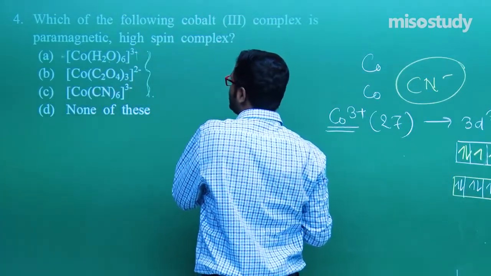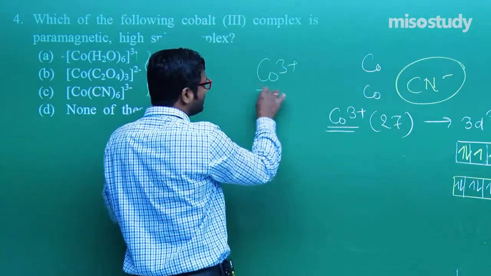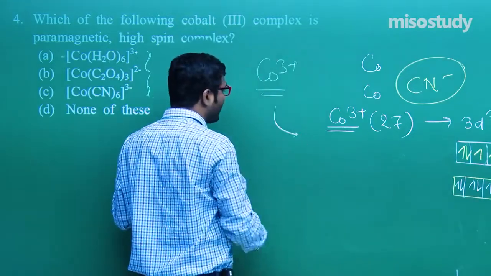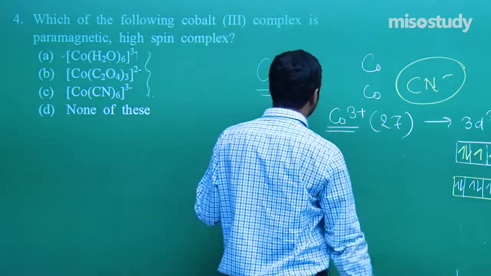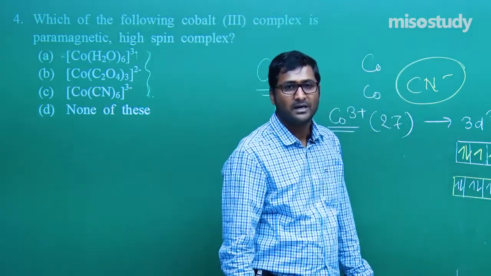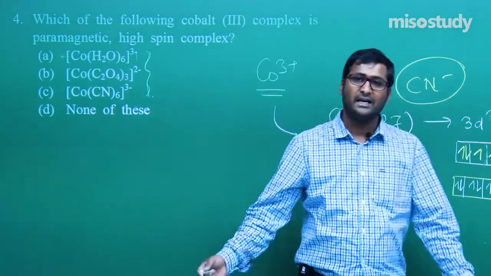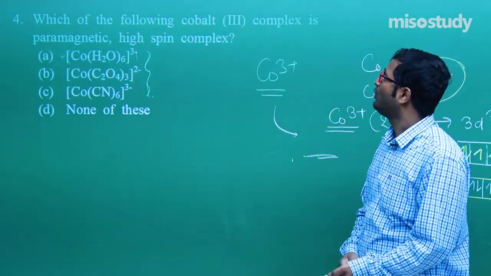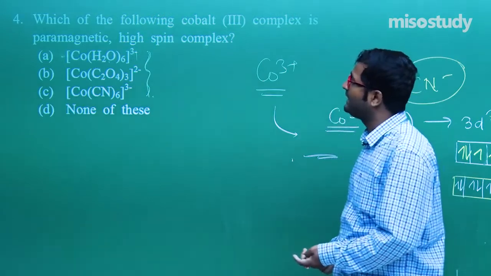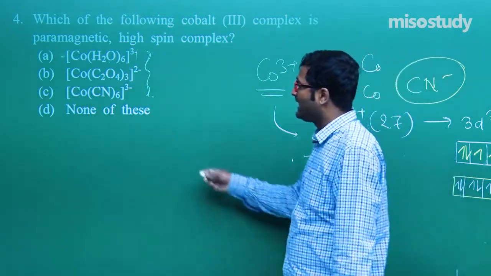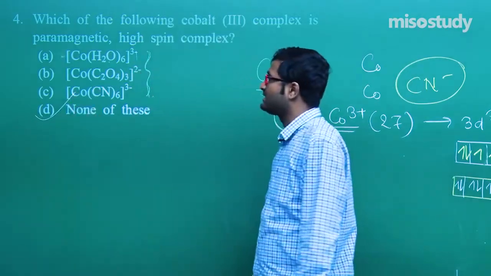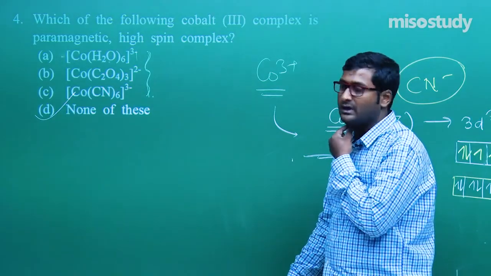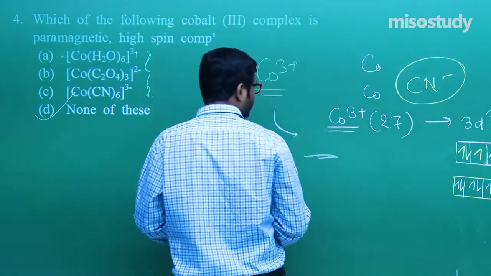Similar here, one more thing. If I talk about this complex, cobalt is in the 3+ oxidation state. In this case H2O will work as a strong field ligand. Due to this reason, again pairing will take place. If pairing takes place, then again it will form an inner orbital complex, that is low spin and diamagnetic in nature. So which of the following cobalt complexes is paramagnetic high spin? None. So the answer of this question is none of these. Clear friend? If you have any doubt, you can easily approach me.